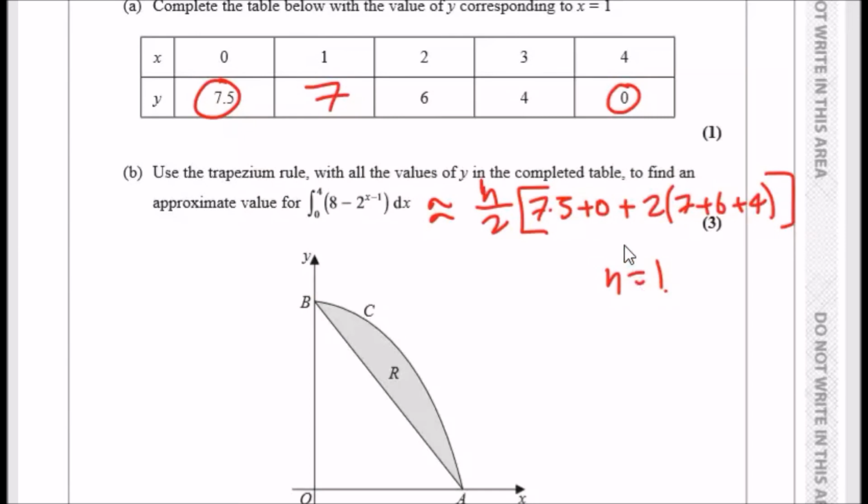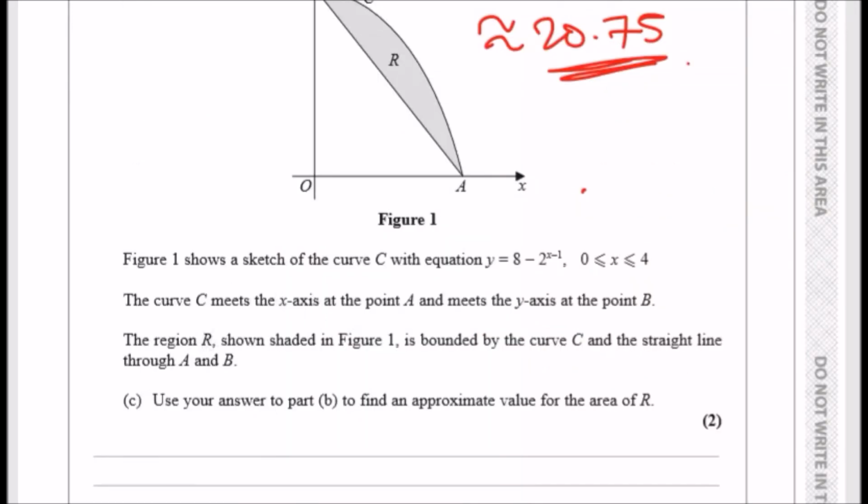20. Oh, but that's not 20, that's a 0. 20.75. And you could say unit squared, but 20.75 is cool. So let's have a look.